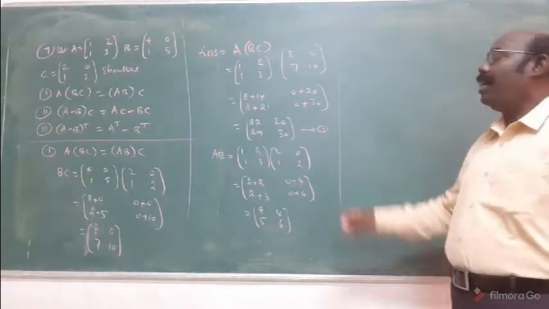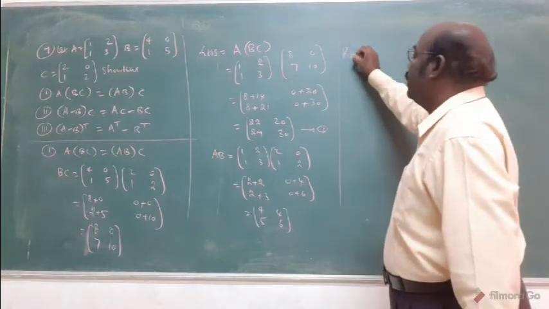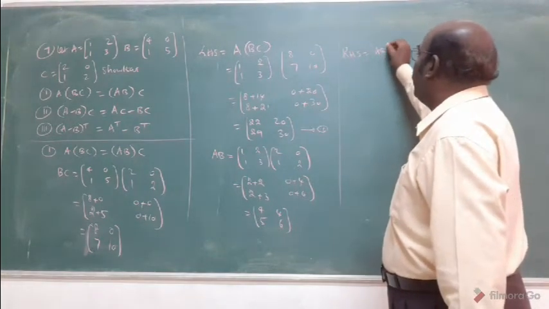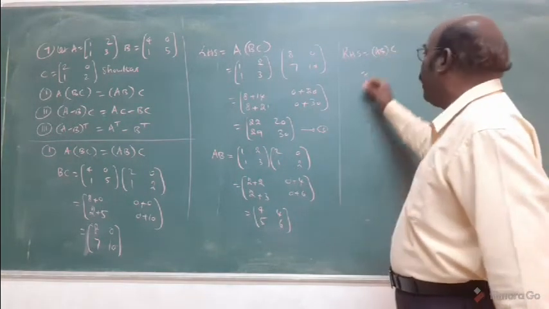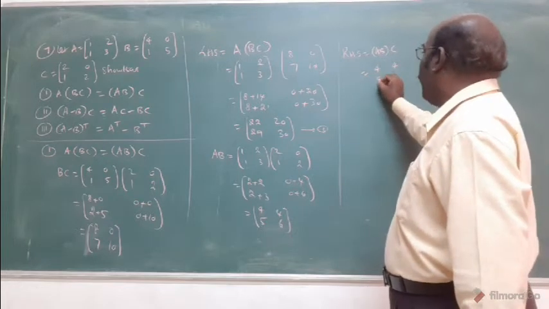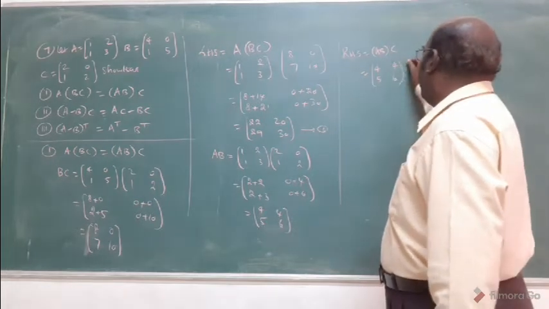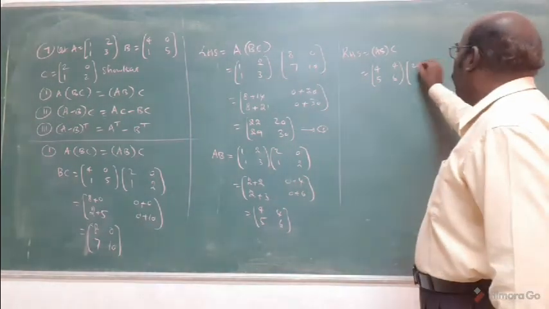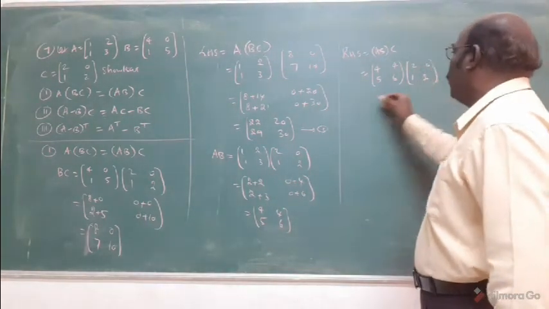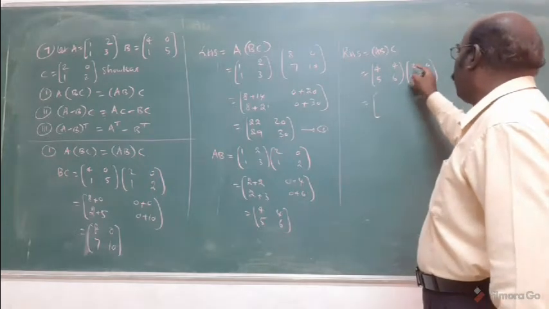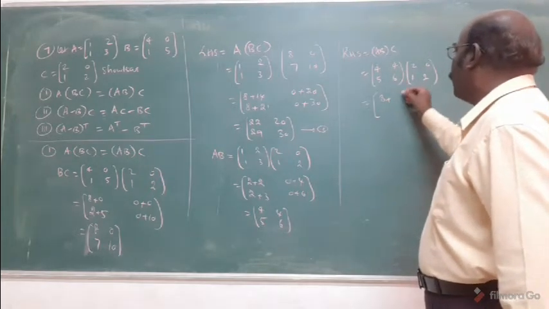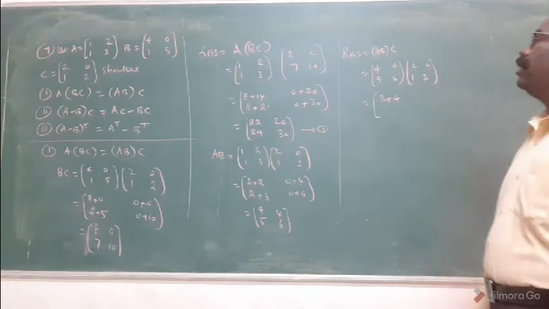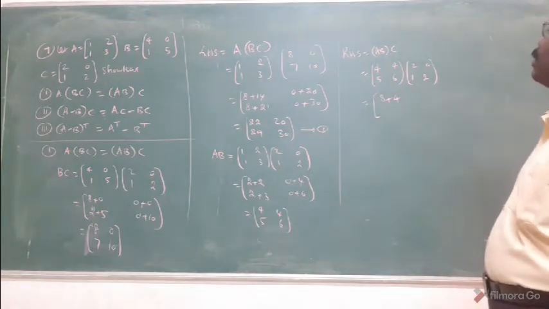Now we start with the RHS. What is RHS? AB with C. AB is already written, 4 5 4 6. With C, which is already given in the question, 2 0 1 2. Now multiply: 4 twos are 8, 4 twos are 4. Am I right?